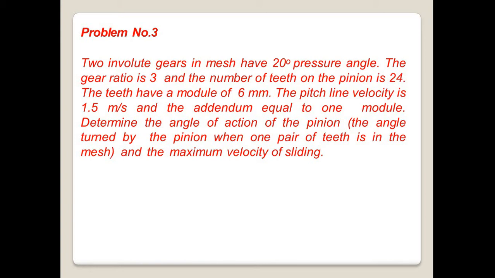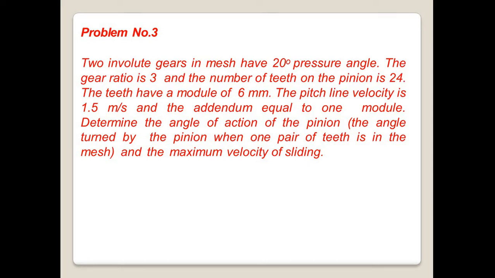What is the statement of the problem? Two involute gears in mesh have a 20-degree pressure angle. The gear ratio is 3 and the number of teeth on the pinion is 24. The teeth have a module of 6 mm. The pitch line velocity is 1.5 meter per second and the addendum is equal to 1 module. Determine the angle of action of the pinion, that is the angle turned by the pinion when one pair of teeth is in mesh, and the maximum velocity of sliding.